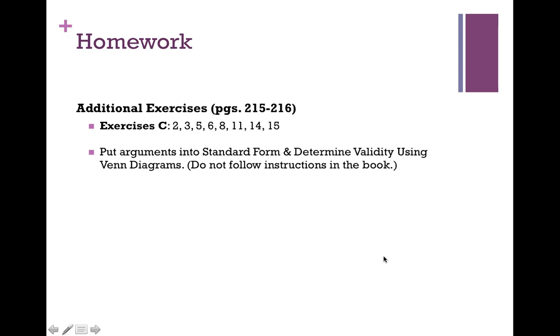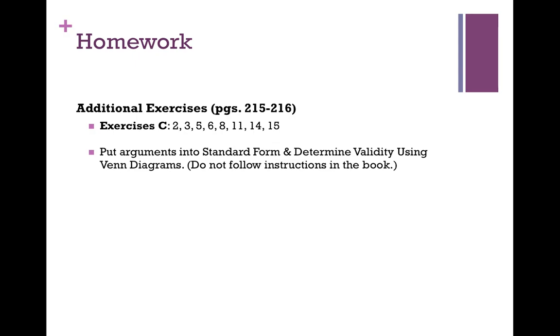All right, we could do a lot more exercises like this, but I'm just going to go ahead and turn you loose and assign your homework. Your homework is going to be on pages 215 and 216, exercises C, problems 2, 3, 5, 6, 8, 11, 14, and 15. Now, the instructions in the book ask you to do a lot of things. I don't want you to do everything it says. In fact, all I want you to do is put these arguments into standard form and then determine whether or not they're valid or invalid using Venn diagrams.